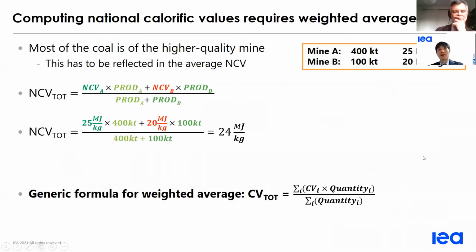It is a weighted average that we use to calculate 24 megajoule per kilogram. There are different amounts of coal produced in the country. And in this case, we need to use the weight to take into account that if mine A has a higher quality of coal with a higher amount of production, then this should be taken into account in the final net calorific value. So the generic formula for weighted average is shown here. We use the quantities and the calorific values, and using the formula here, we ended up with 24 megajoule per kilogram. But this was the very simple case.